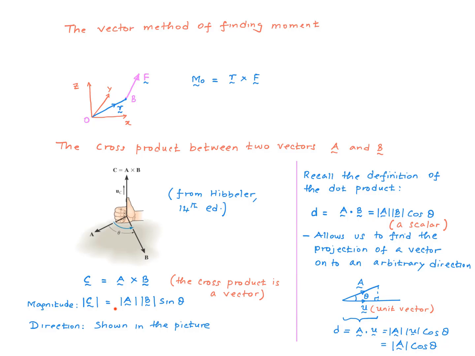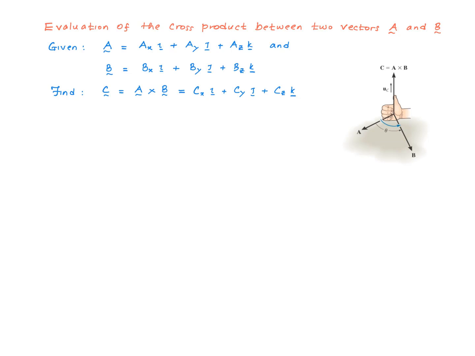So what is the use of the cross product? Well, in this particular case, we're going to be using this to find the moment of a force. But we'll come to that in a second. But first, let's talk about how to find this. So we are given two vectors, vector A and vector B, in their component form, and we want to find the cross product between the two in its component form, like this.